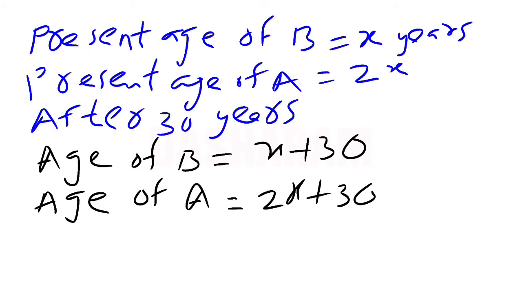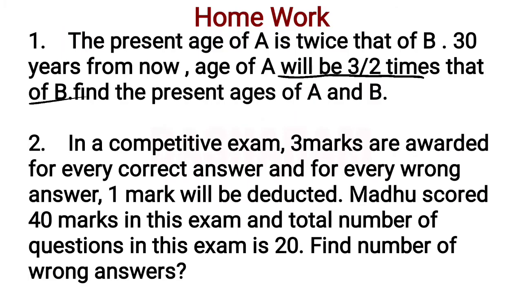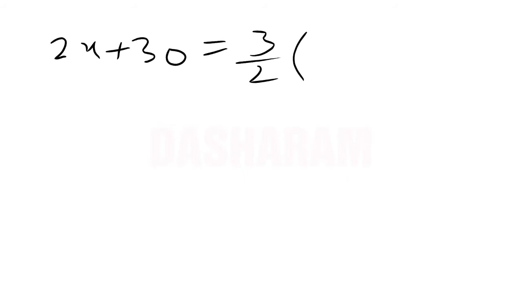So what is the age of A? 2x plus 30. So here 2x plus 30 equals 3/2 times the age of B. What is the age of B? x plus 30. So finally we got the equation.